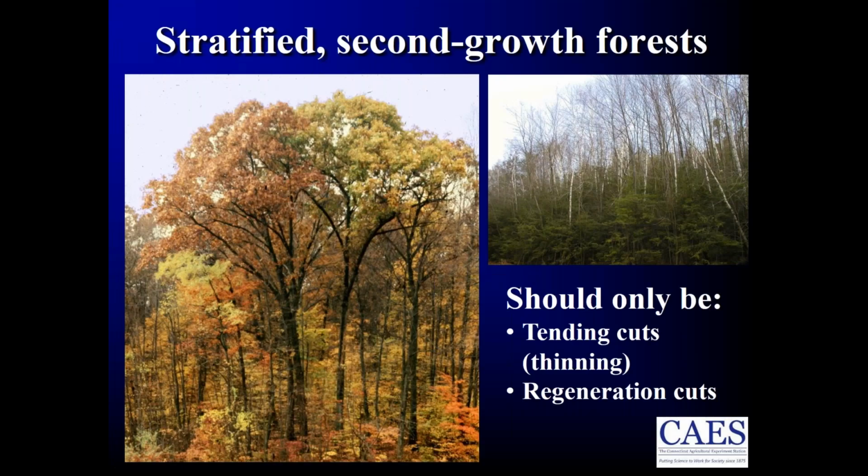If you look at forests which tend to have mid-tolerant and intolerant species on top, they usually developed as a stratified forest. And in those forests, you should only be doing tending cuts or thinnings and regeneration cuts.